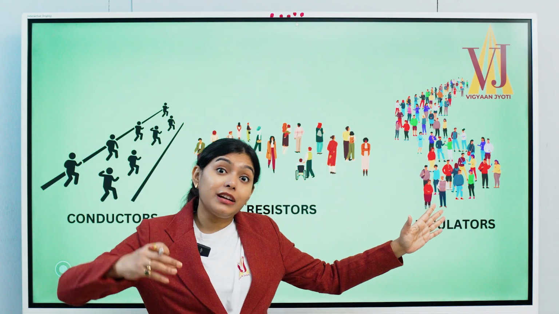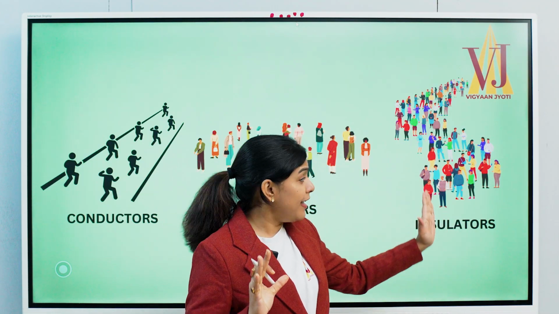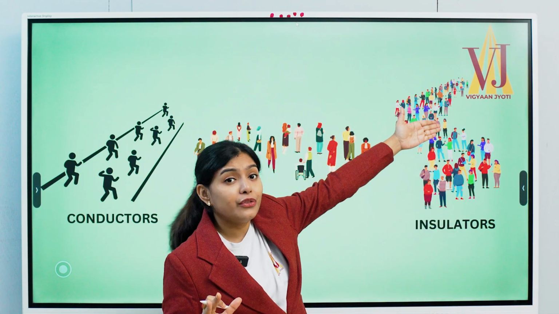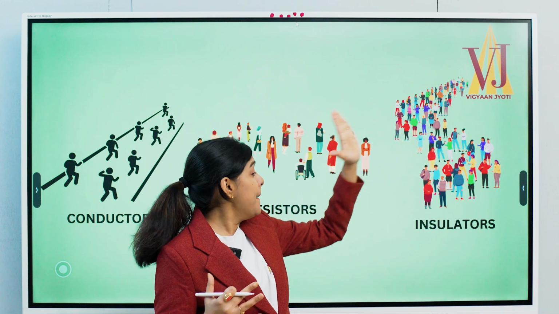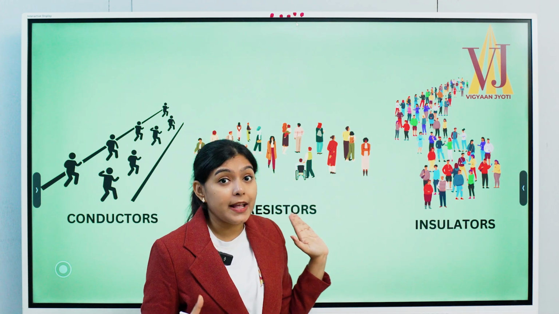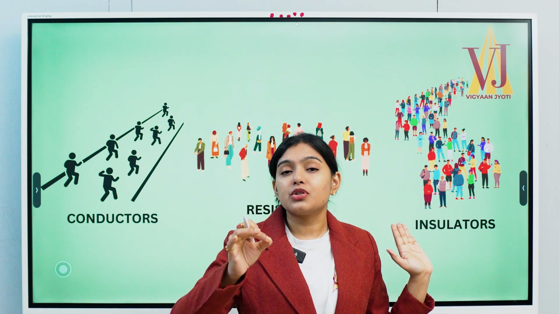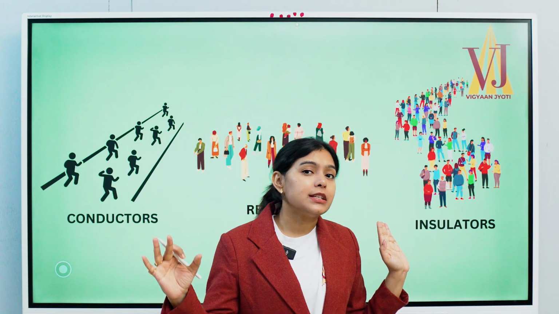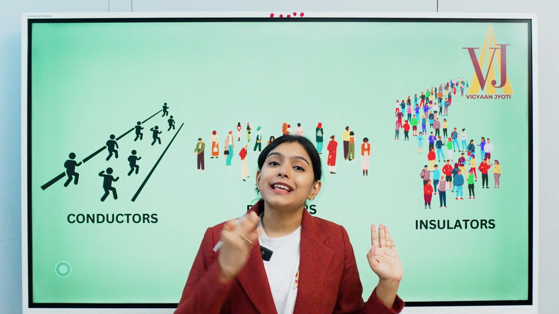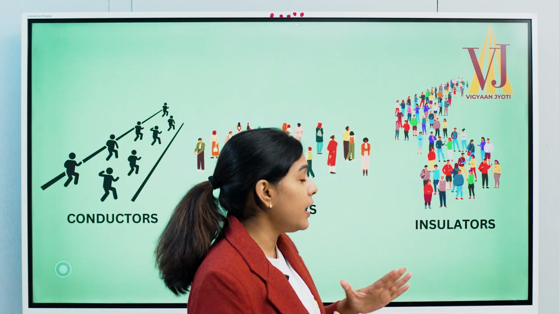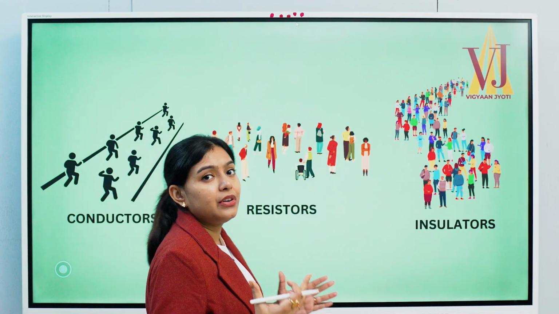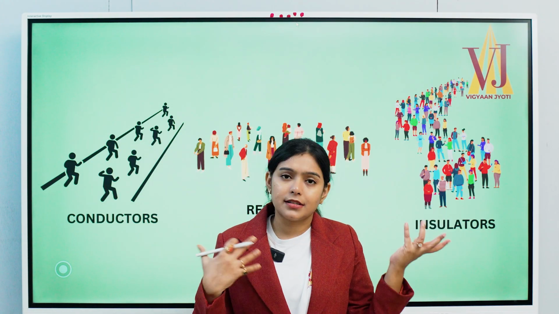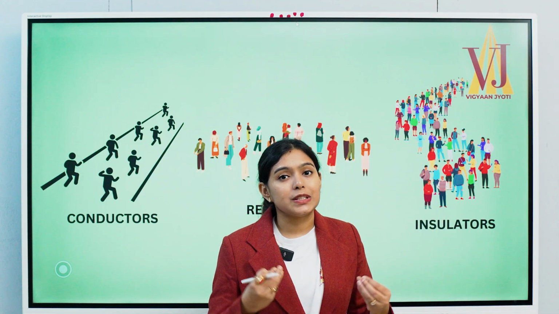Insulator says, I will not allow the current to pass through me. I will not let the electrons flow through me. But a resistor says, definitely I allow obstruction to the flow of current, or the flow of the electrons, but I don't omit the flow of electrons. Electrons can pass through me. So resistors will have low resistance or high resistance. So this is the concept of a resistor.